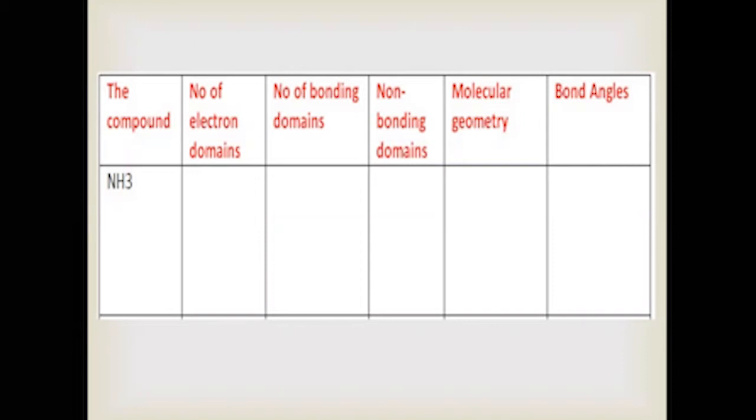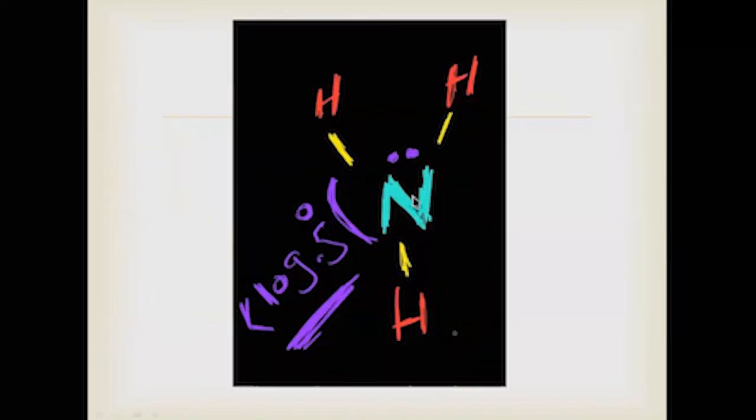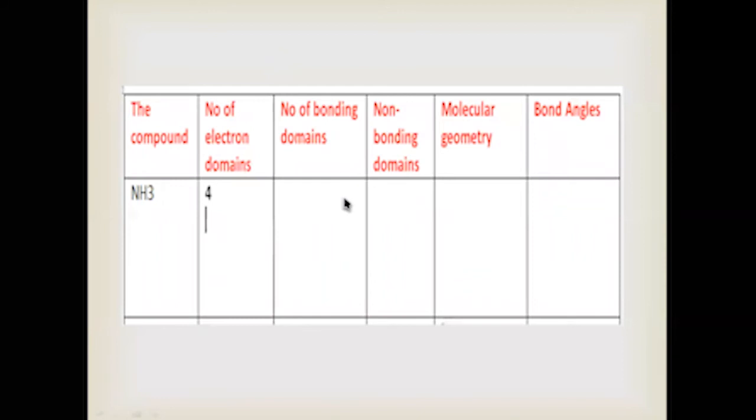To know the number of electron domains, we should follow two steps. The first one is to draw a Lewis diagram. The second one is to count the electron pairs surrounding the central atom of the compound. This is a Lewis diagram for NH3. The central atom here is N, and we have one, two, three, four electron pairs. That means we have four electron domains.